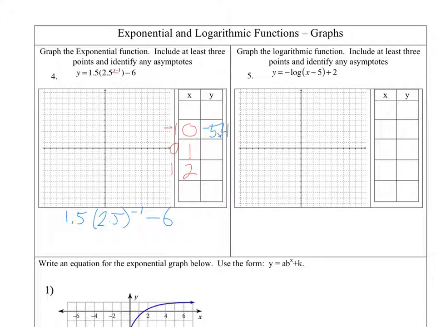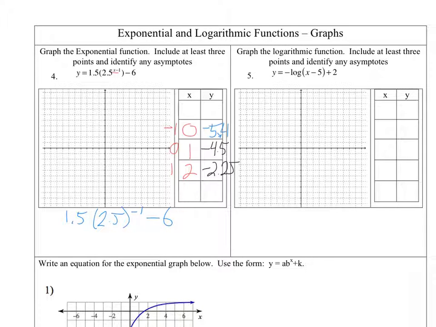We're going to repeat that for our next value, and in that case that's going to be 1. 2.5 to the 0 is going to be 1. 1.5 minus 6 is going to be negative 4.5. All right, then finally we've got to plug in 2. 1.5 times 2.5, that's going to be 3 over 2 times 5 over 2. It's going to be 15 over 4 minus 6, which is 24 over 4. Looking at negative 9 over 4, which is negative 2 and 1/4.